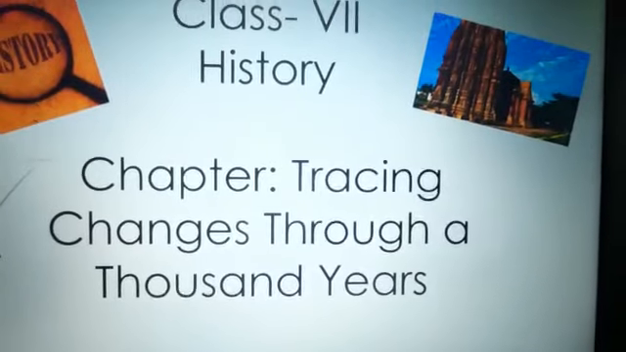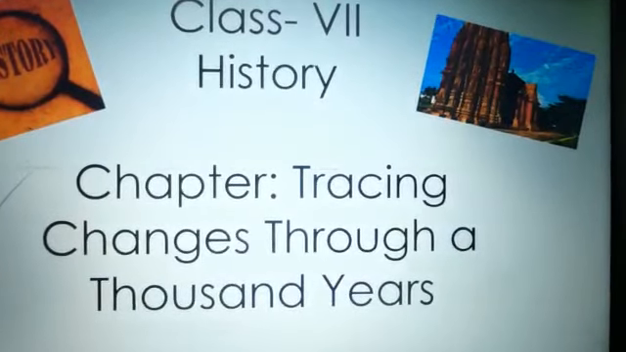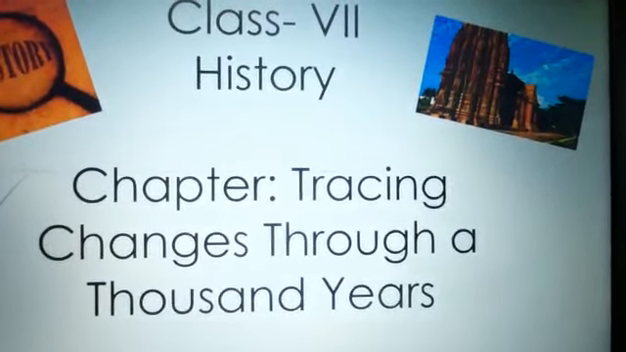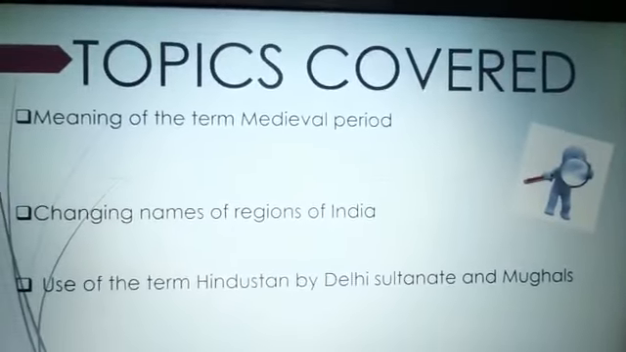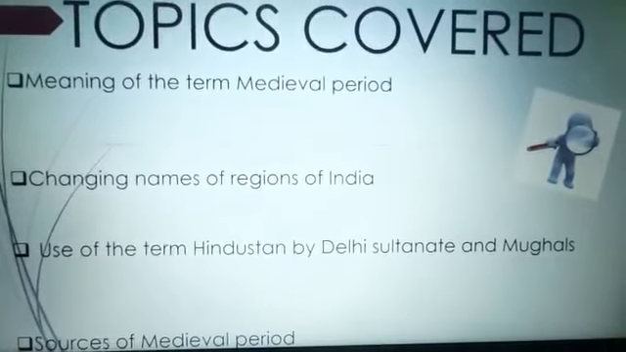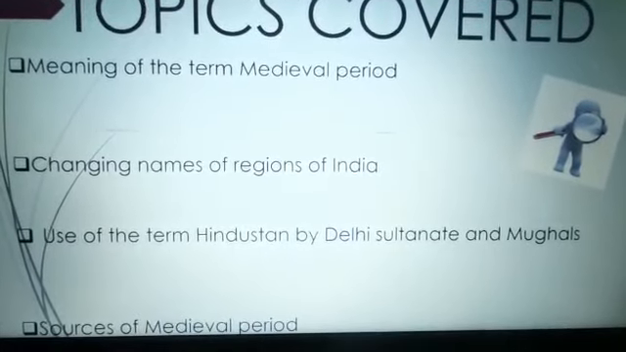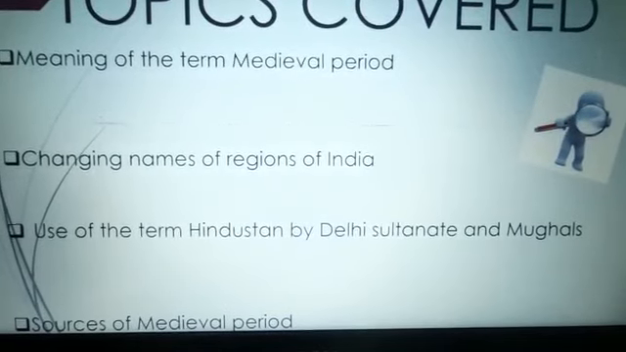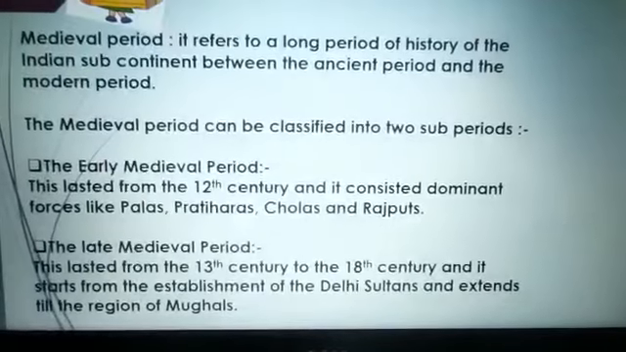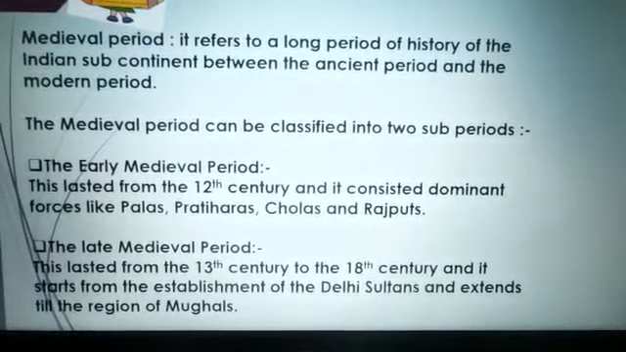Children, today we are going to begin a new chapter of history, which is tracing changes through 1,000 years. Today we are going to cover the following topics in our class: the meaning of the term medieval period, the changing names of the regions of India, the use of the term Hindustan by the Delhi Sultanate and Mughals, and the various sources to study the medieval period.